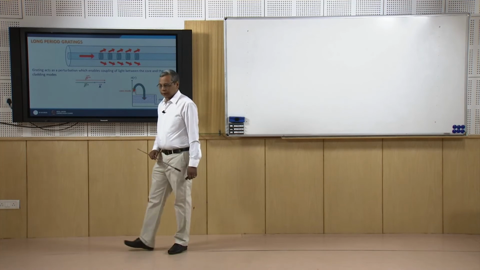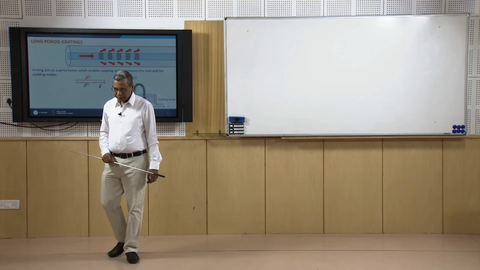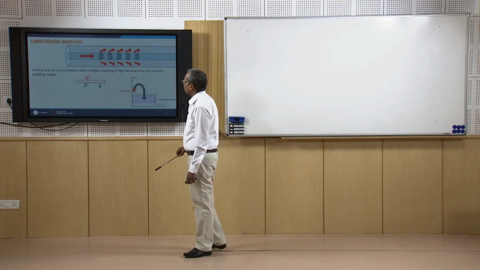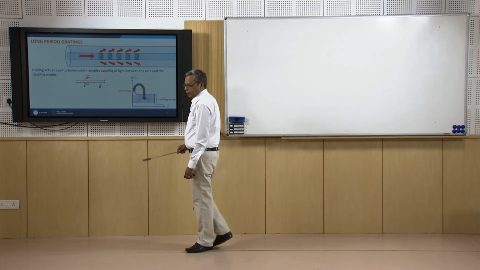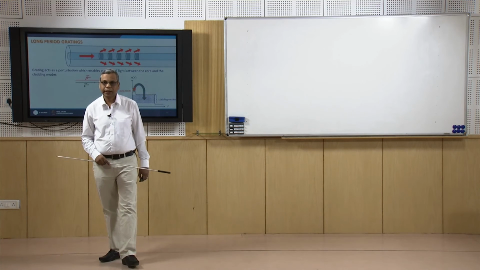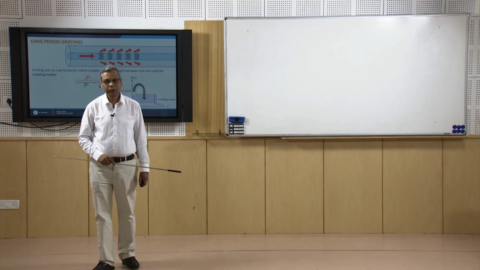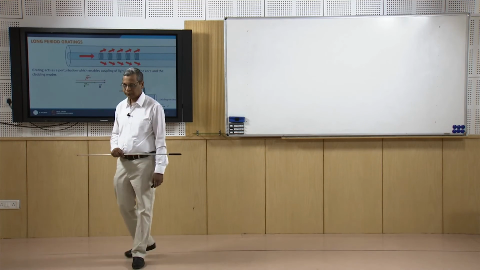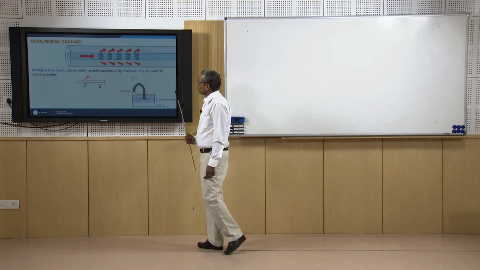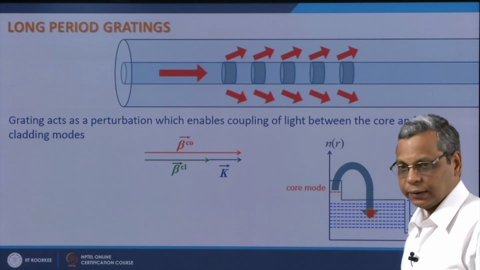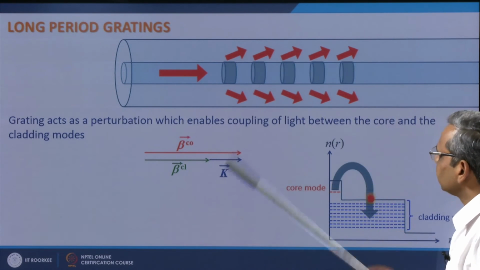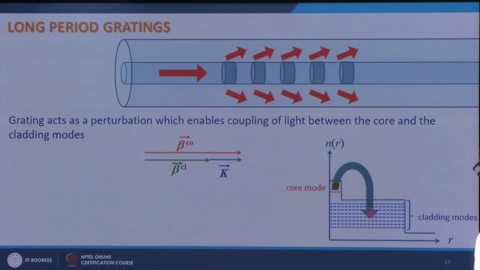Okay, now after fiber Bragg gratings, let me discuss another kind of grating, which is long period grating. If you remember, in fiber Bragg grating there is coupling from forward propagating mode to backward propagating mode, and both the modes are core modes, guided modes. Here, in this case, you incident light in the forward propagating core mode, and this grating couples light from core mode to cladding modes.